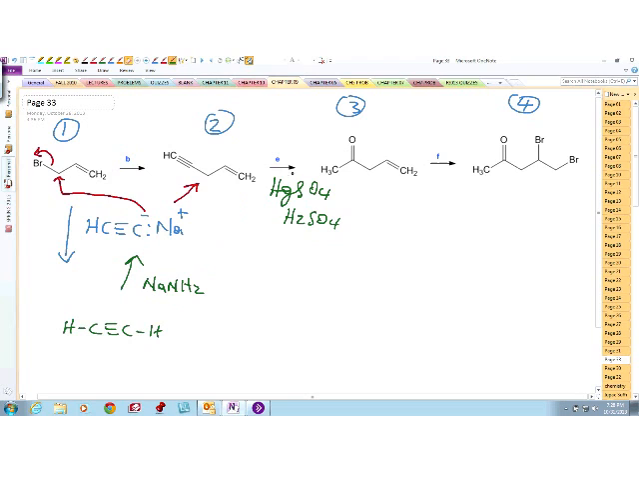That will give you the sodium acetylide. For E, all you need is mercury 2 salt with sulfuric acid or dilute acid to simply have the hydronium ion there. That will give you this here. That should be fairly simple to everybody here.